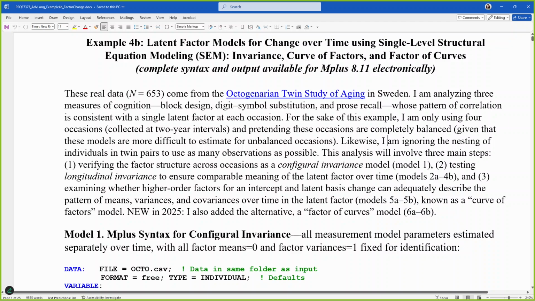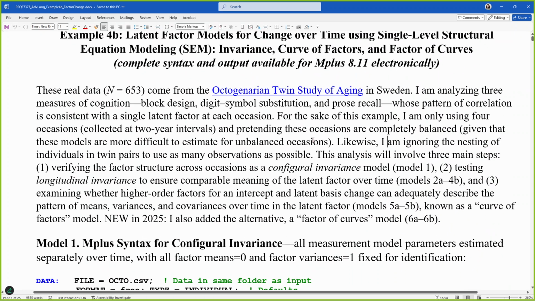Okay, so this is another old people data set, but it's not the same old people. Different story. These are data from the octogenarian twin study of aging. I put a link in case you're curious about this. I've used that data set for a number of class examples. I am going to be examining 3 outcomes over time that are supposed to be consistent with a latent measure of cognitive functioning. That's my goal here.